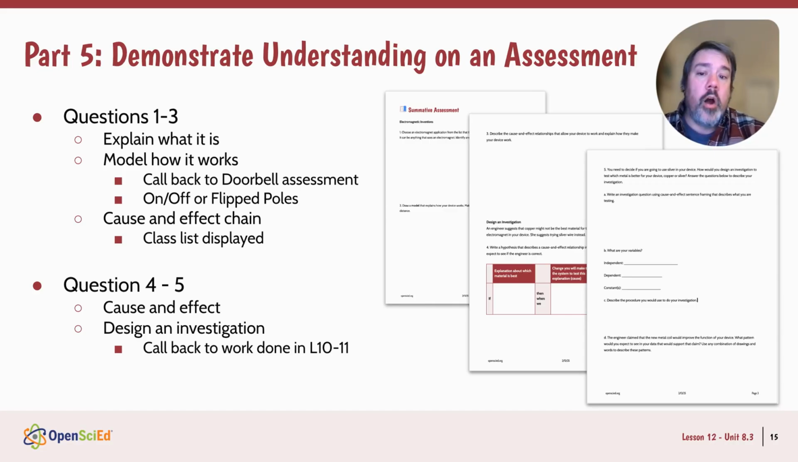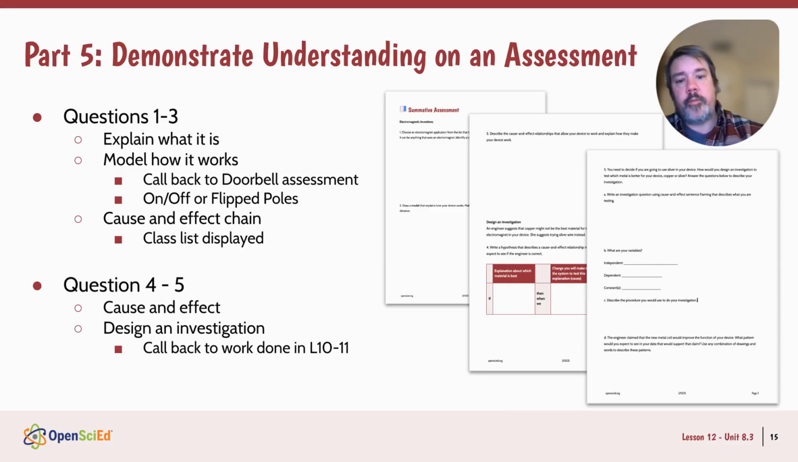Questions 4 and 5 are now more about the work that we did in 10 and 11. So here's where we're going to look at some cause and effect in terms of changing some of the variables in our design. So it's going to ask students to design an investigation to test that possible variable change. Again, a lot of this is hypothetical, but the idea is we're calling back to that work that we did in 10 and 11. How could they design an experiment? Remind them of what we did in lessons 10 and 11, how they collected the data, and then they're going to make predictions about what they might see.